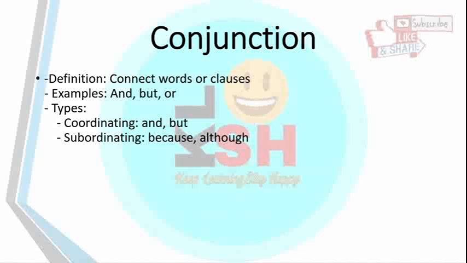There are two types as well: coordinating conjunction and subordinating conjunction. Coordinating conjunction means and, but. These conjunctions come under the coordinating conjunction. And subordinating conjunctions are because, although, that are denoting the reason. These come under the subordinating conjunction.